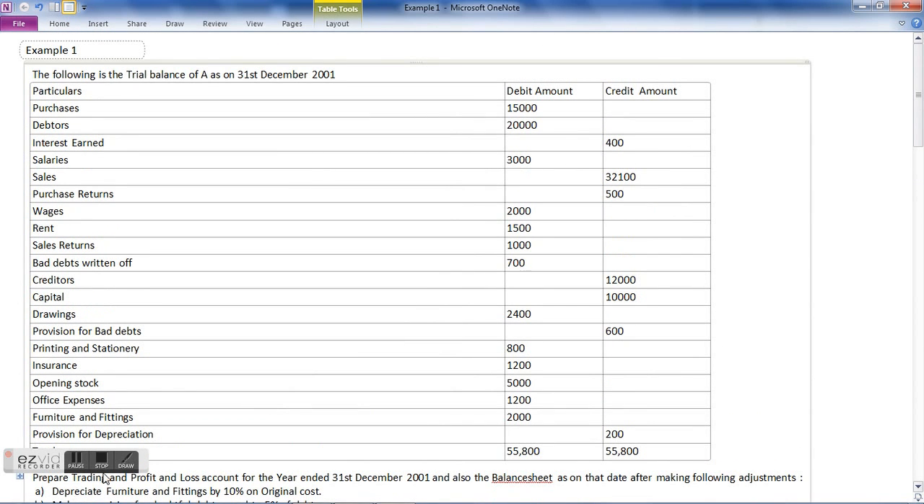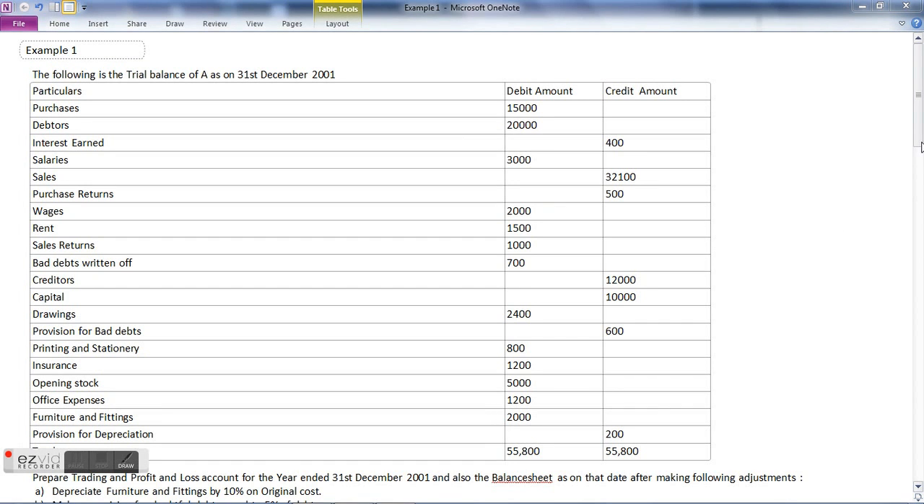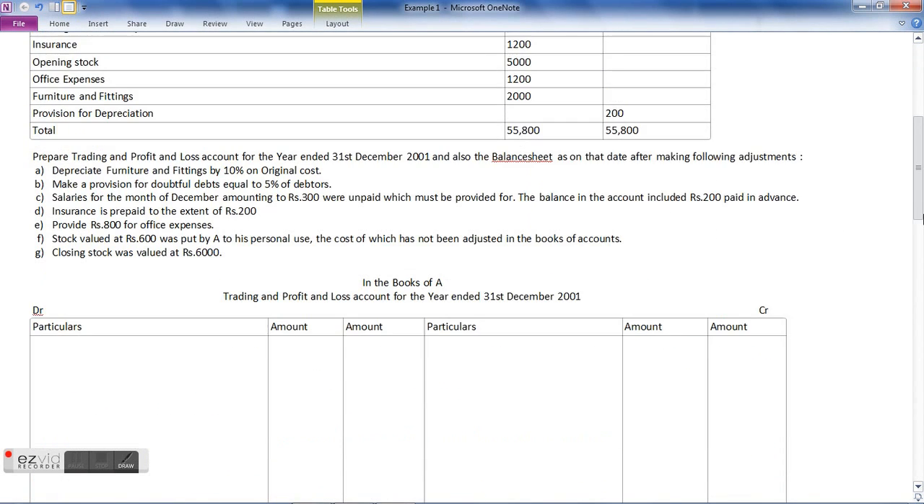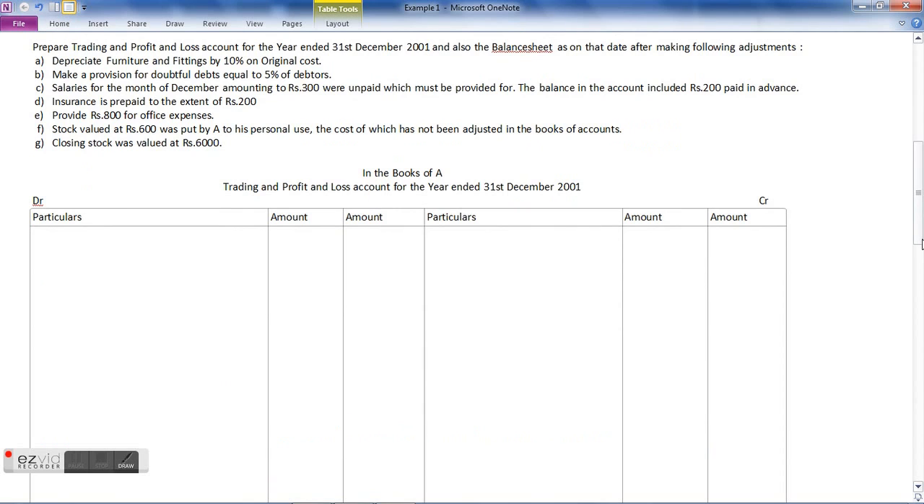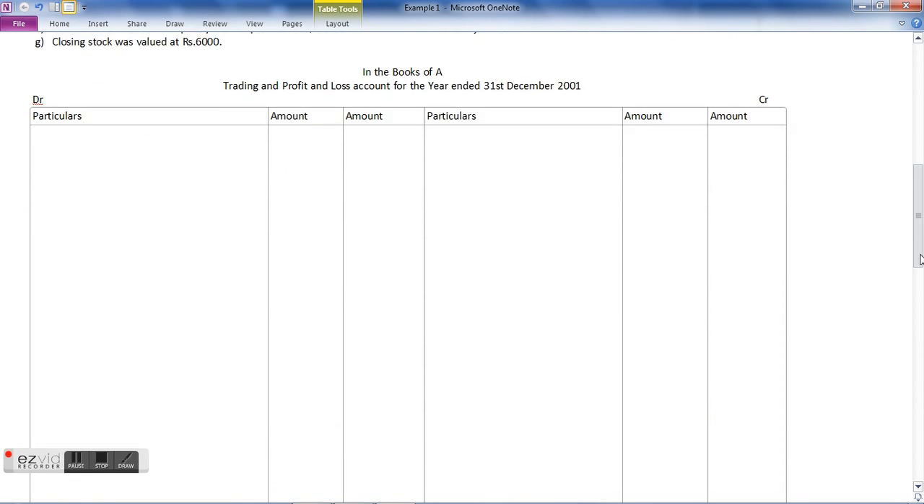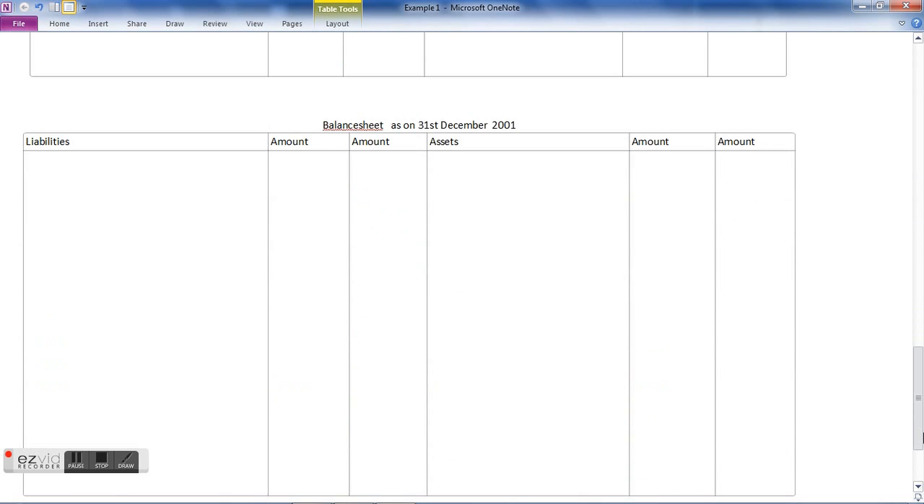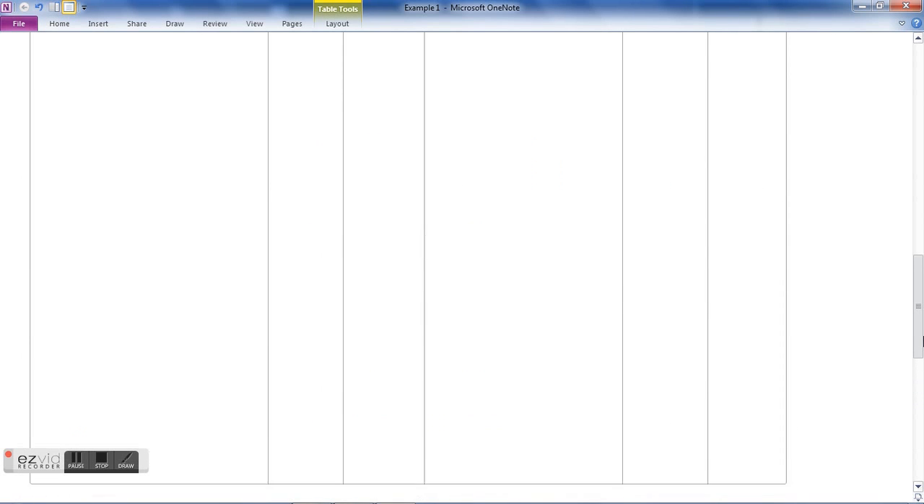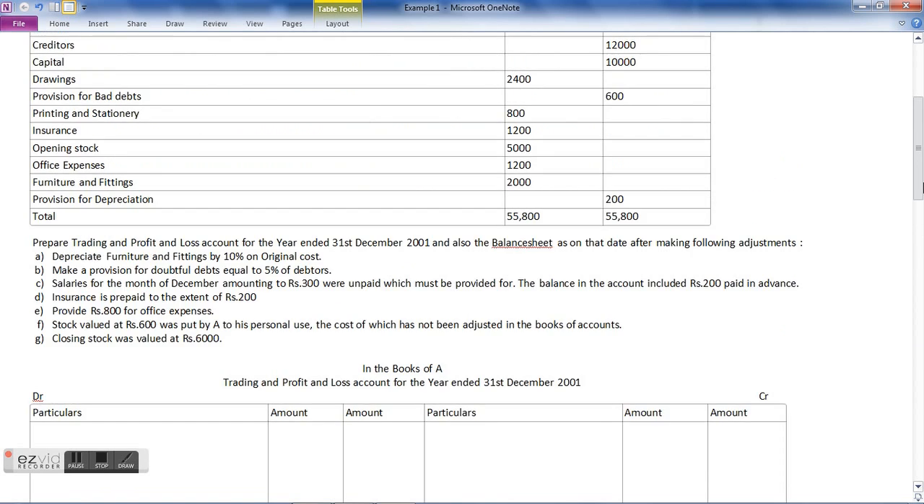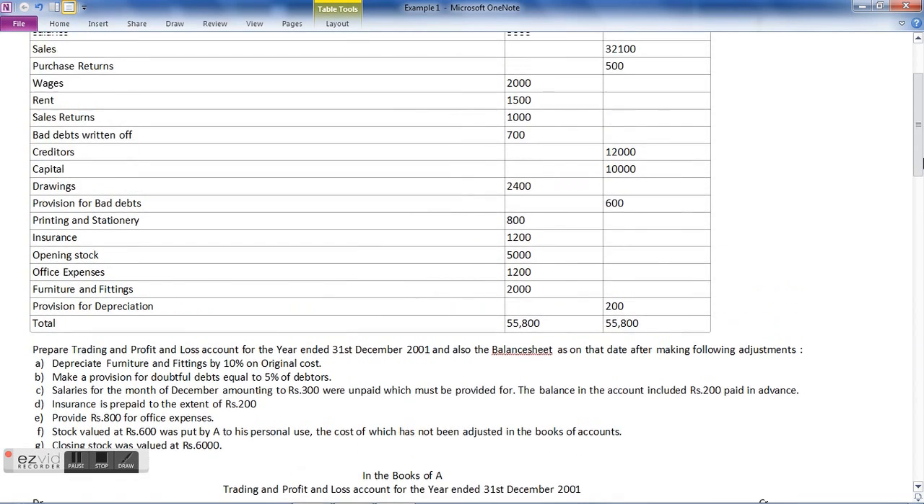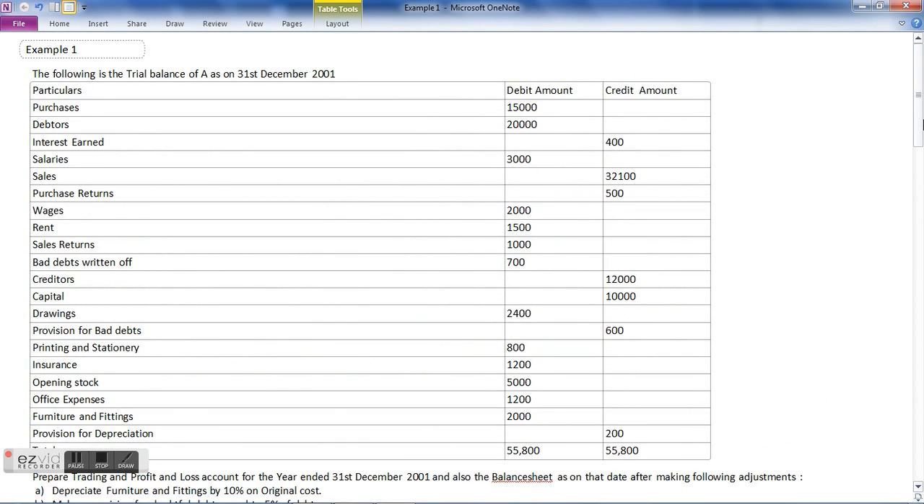Now we have prepared the format of trading and profit and loss account. So what we have done is a combined trading and profit and loss account is prepared, and then balance sheet as on 31st December 2001. That is what we have prepared, one format. So now let's see all the items one by one.